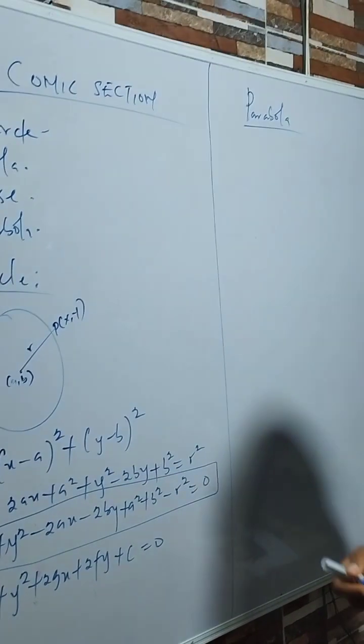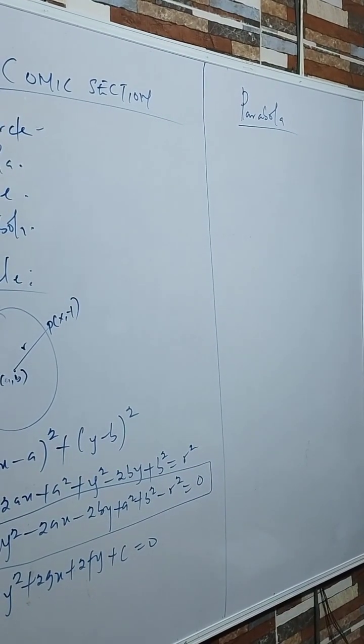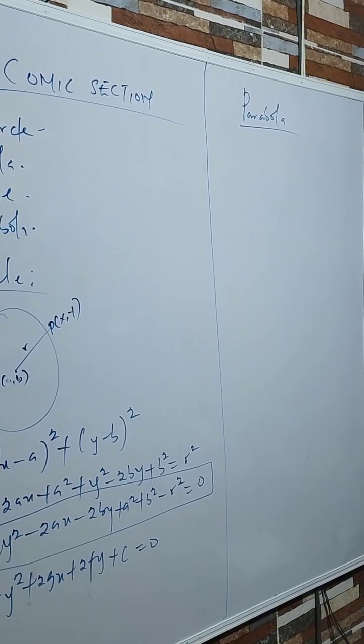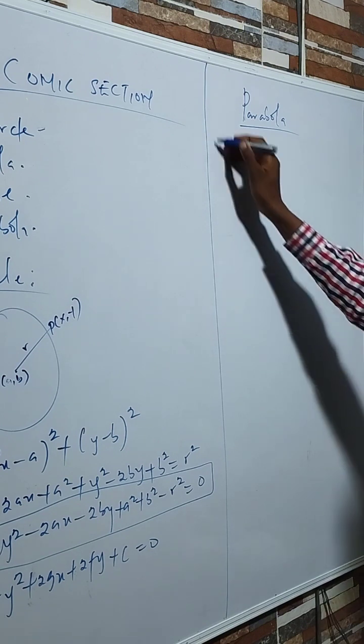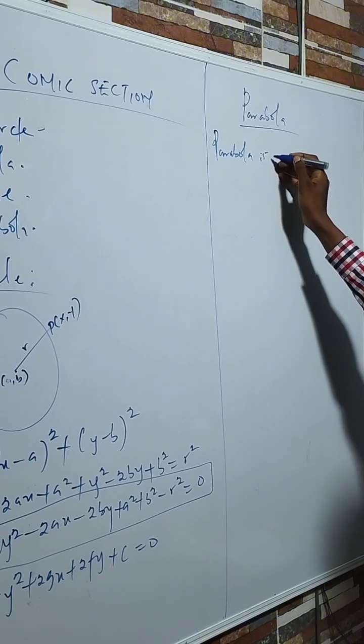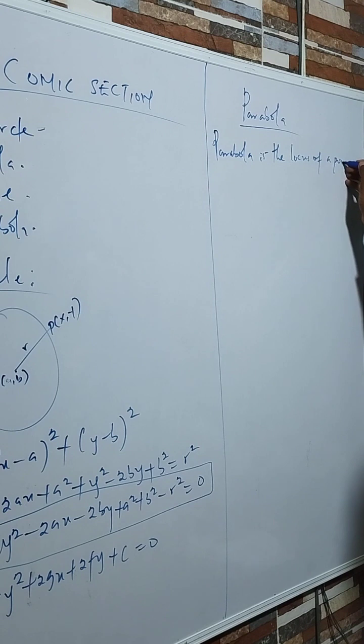So first, what is this parabola about? The parabola is the locus of a point which moves such that its distance from the focus is equal to its distance from the directrix. I want to say that again. The parabola itself is the locus of a point.